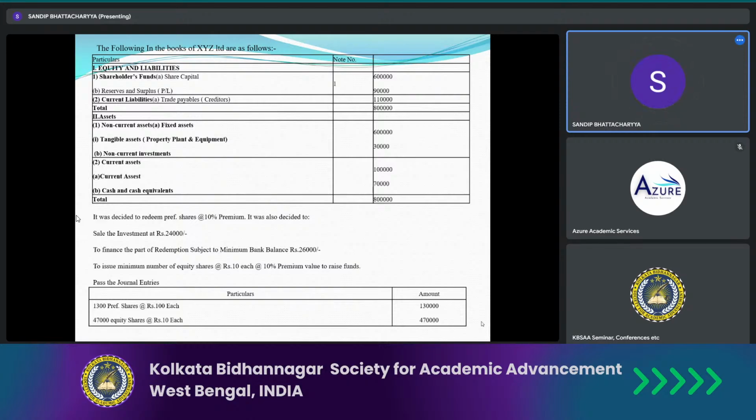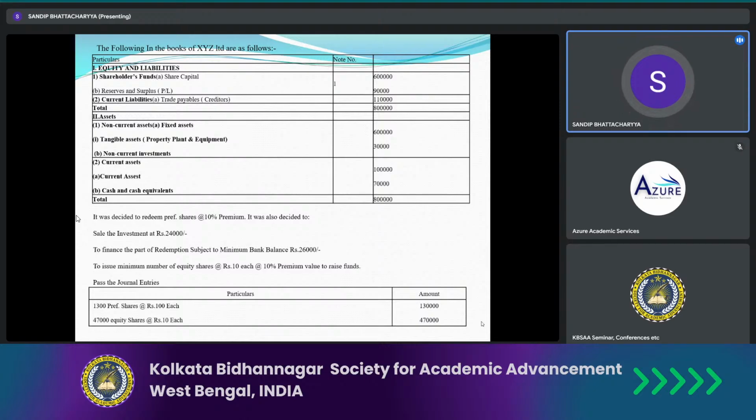So for the purpose of redemption, there are some decisions by the company. What are they? Selling of an investment. You can see in the balance sheet there is a non-current investment of rupees 30,000. So this 30,000 will be sold for rupees 24,000. That means there is obviously a 6,000 loss, to finance part of the redemption, subject to a minimum bank balance of 26,000.